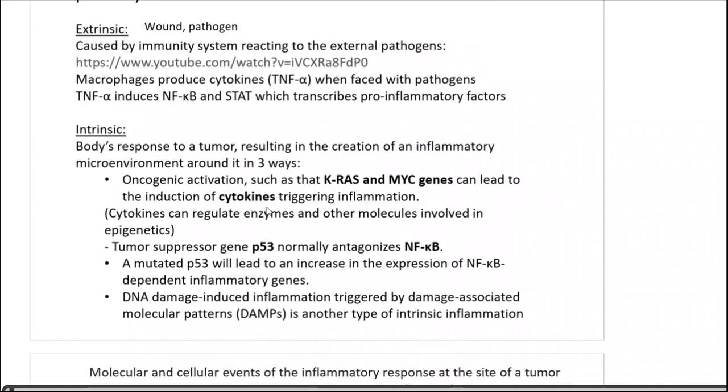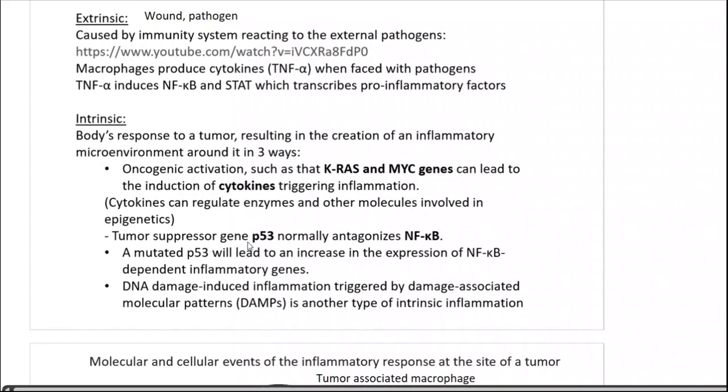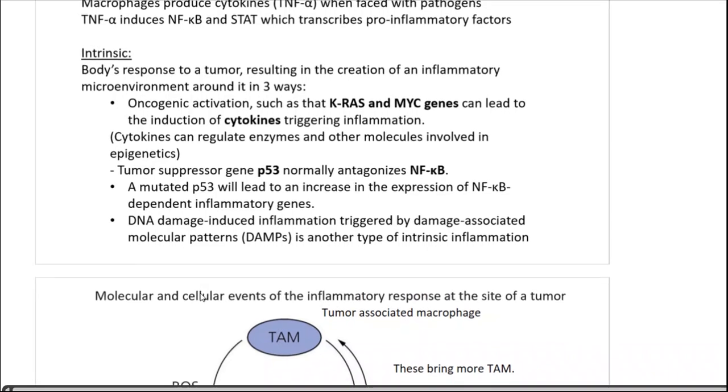Intrinsic is like the body's response to a tumor, or when you're obese and so on. There are three ways: oncogenic activation, such as the KRAS and MYC genes, which can lead to the induction of cytokines and trigger inflammation; the tumor suppressor mutated p53, which leads to an increase in the expression of NF-kappa B dependent inflammatory genes; and DNA damage-induced inflammation, triggered by damage-associated molecular patterns (DAMPs), another type of inflammation.